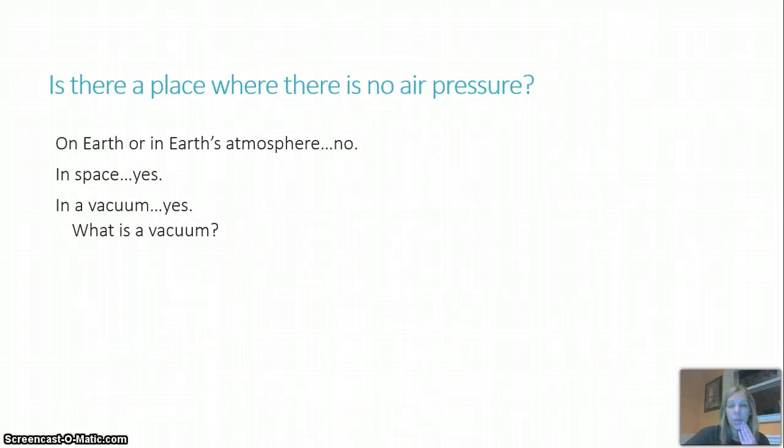Is there a place where there is no air pressure? Well, on Earth or in Earth's atmosphere, the answer is no. In space, yes. In space, there's a vacuum, and we do simulate vacuums on Earth, and we will be simulating one in the classroom soon this week, where students can participate. So what is a vacuum? We'll come back to that question later on.